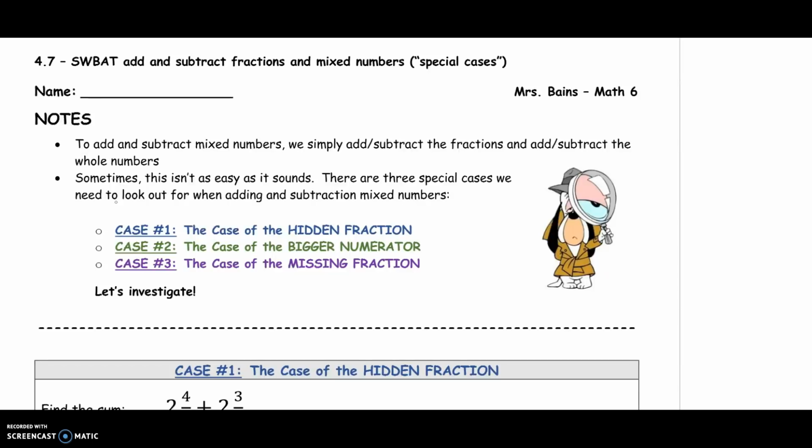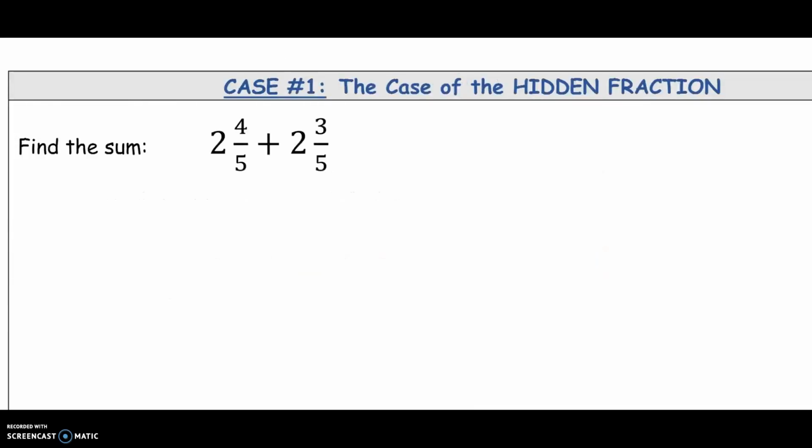Okay, the 3 special cases that we're going to look at are case 1, the case of the hidden fraction, case 2, the case of the bigger numerator, and case 3, the case of the missing fraction. Let's take a look. Okay, the case of the hidden fraction.